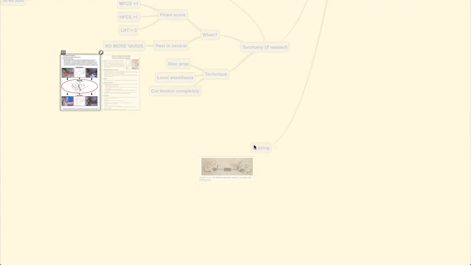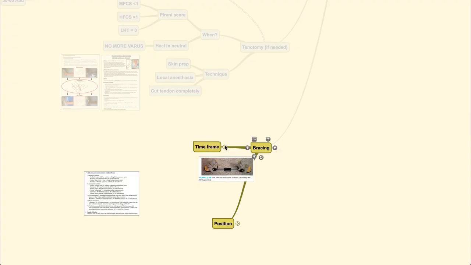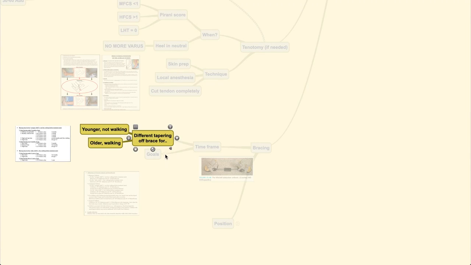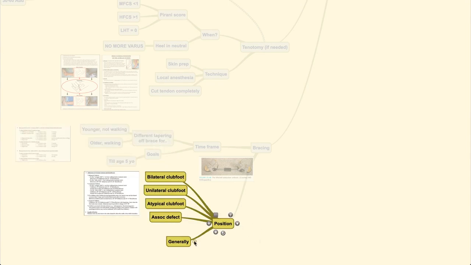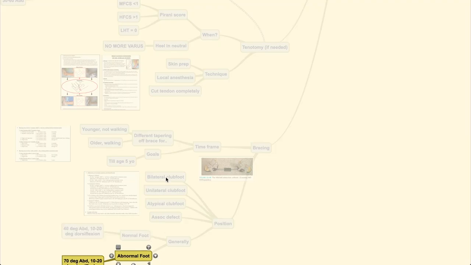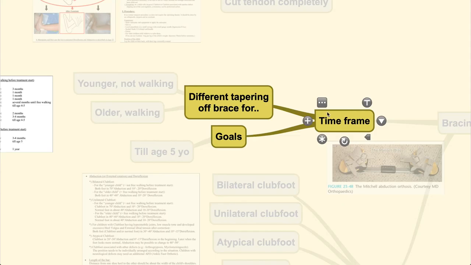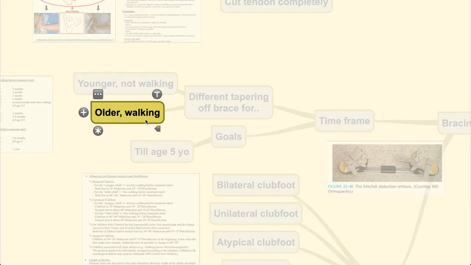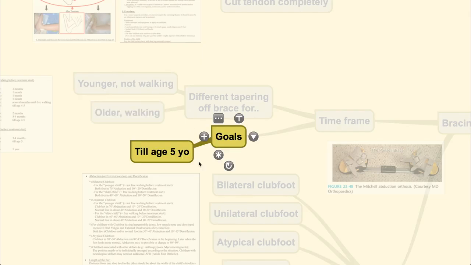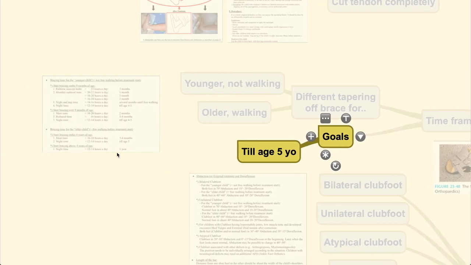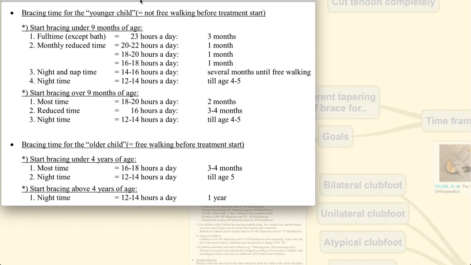Okay, afterwards, you could start with bracing. The bracing is usually given at a very specific time frame with very specific goals. But generally, there are certain parameters that you would like to achieve. For the time frame itself, there are different tapering off periods for braces that are worn by younger children and older children. But generally, the goals are the same. You need to wear a brace until you have reached the age of at least 5 years old. What differs between these two age groups is the different tapering off time.